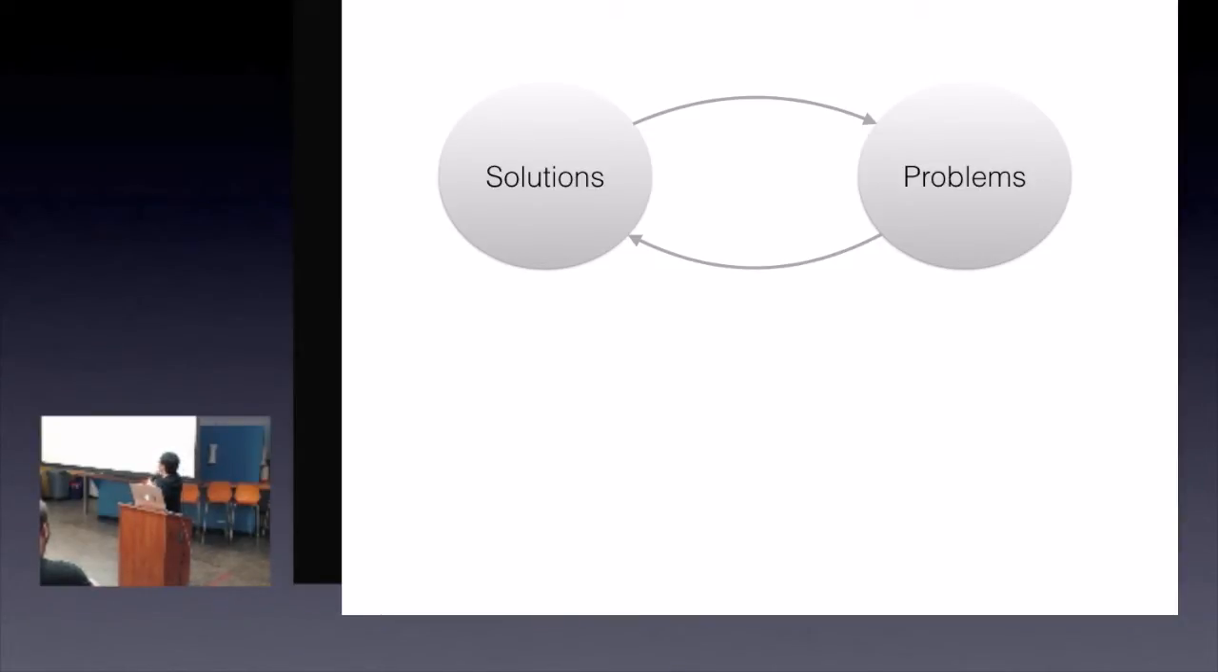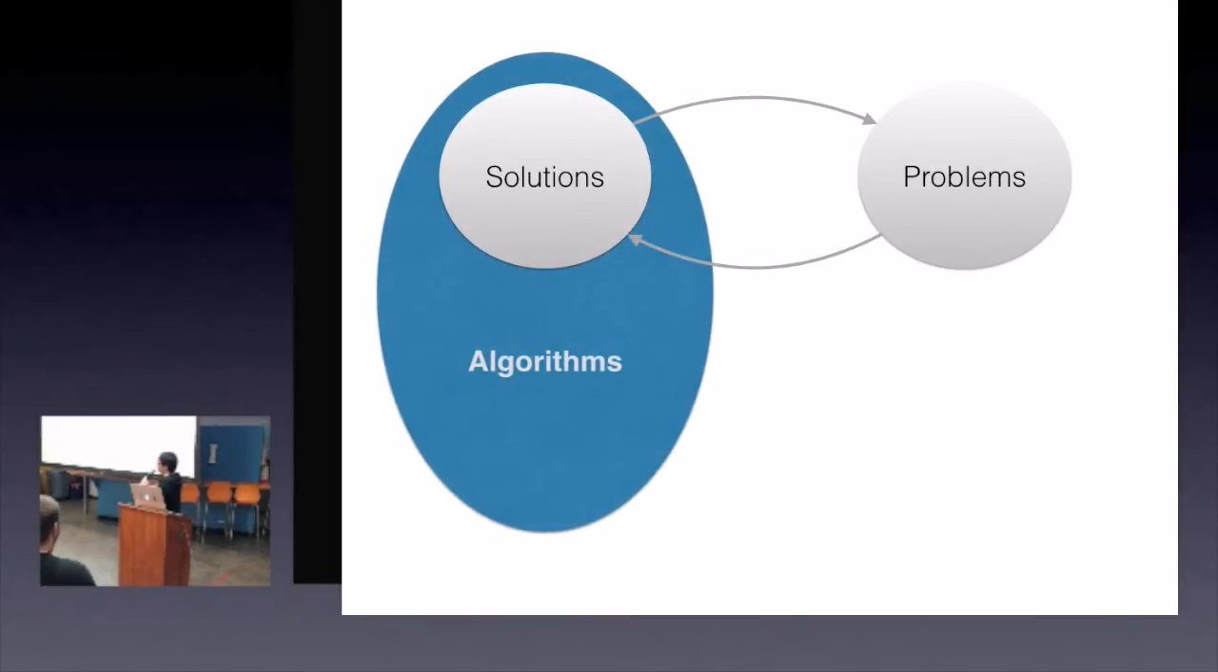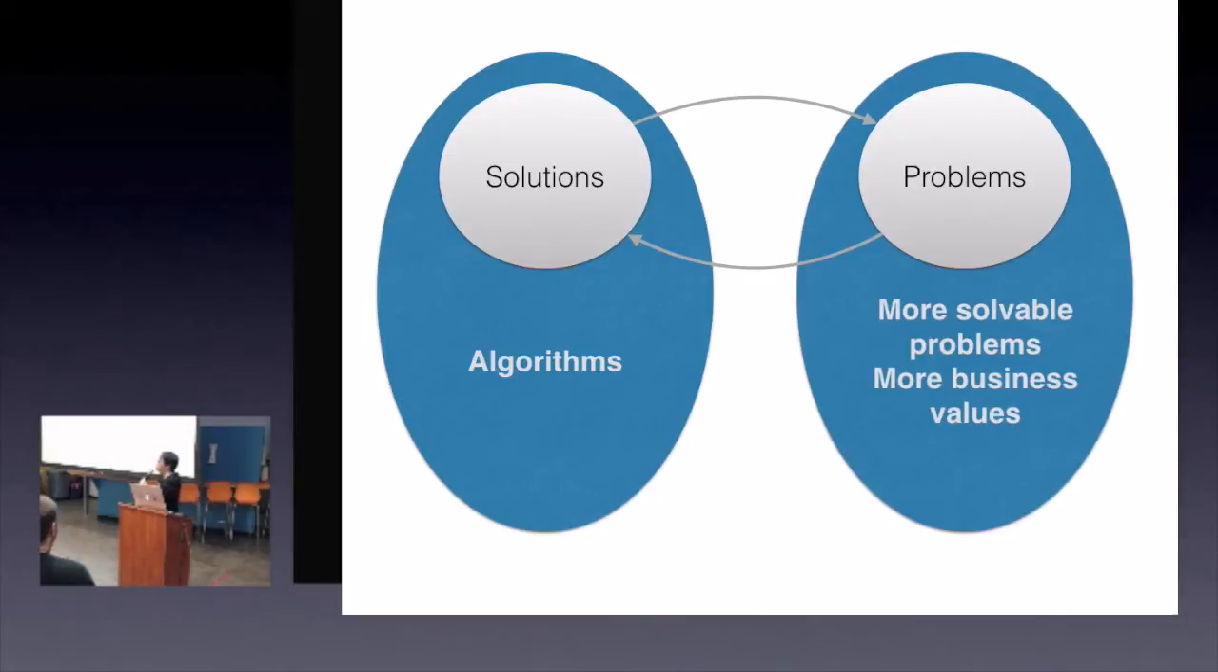So this is actually the agenda of what I'll talk about today. I'll talk about what kind of problems we have, and then what kind of solution we currently have. Then I'll talk about those algorithms that can extend your solution to solve more complicated problems. And those complicated problems can give you more business value.